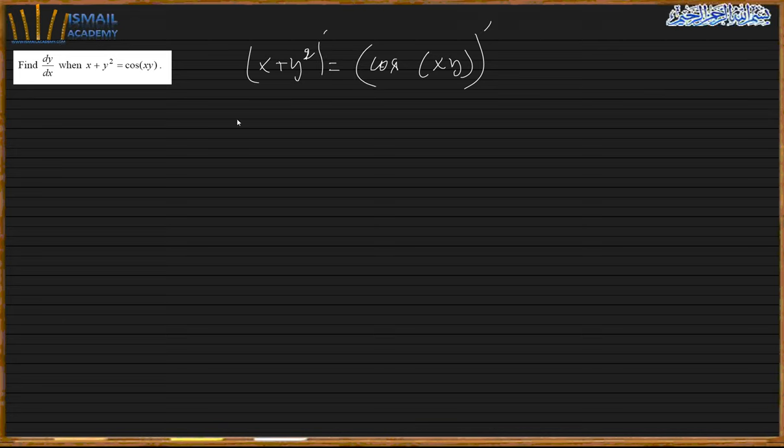So here will be x prime, which is just 1, plus 2 y prime y, because y is a function, so it doesn't disappear, because the variable here is x. If the variable here is y, then y would disappear and x would stay, but here the variable is x, so x prime would be 1. So keep in mind that dx over dx is just 1. This is why we say the derivative of x is 1.